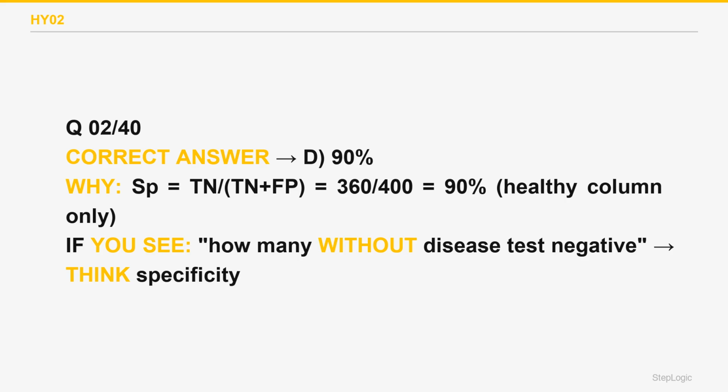The value 95% is the sensitivity, which comes from the disease column, not the healthy one. Choice A wrong. The 10% is the false positive rate, the 40 healthy people who tested positive, which is the complement of specificity, not specificity itself. Choice E wrong. True negatives over all healthy gives a specificity of 90%.